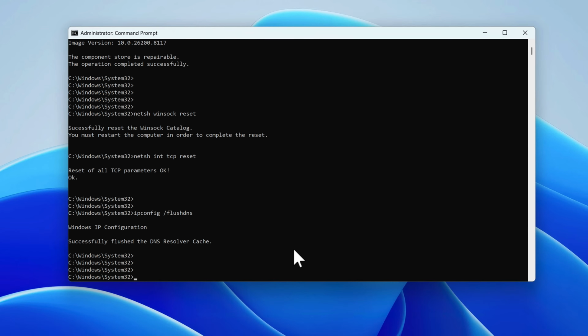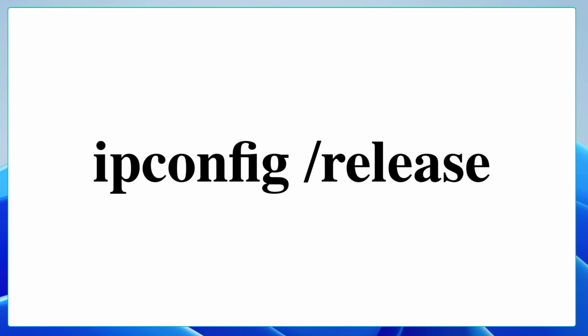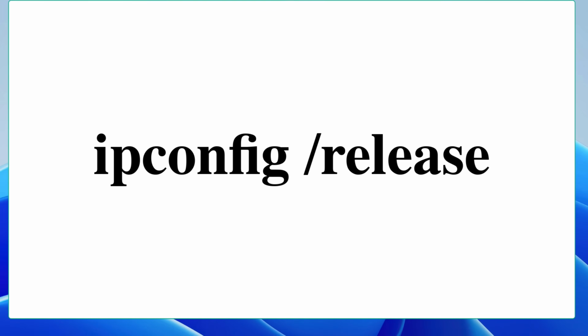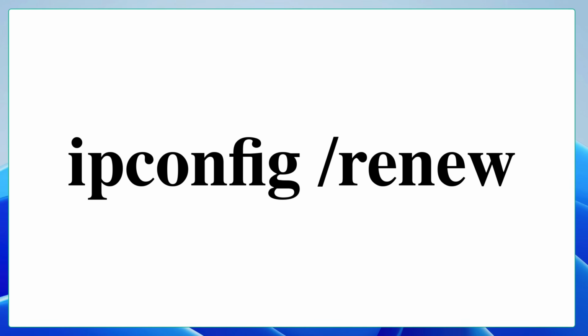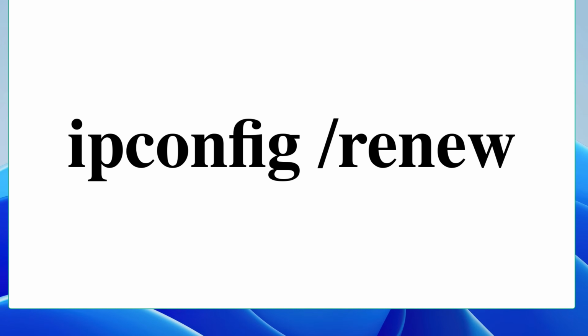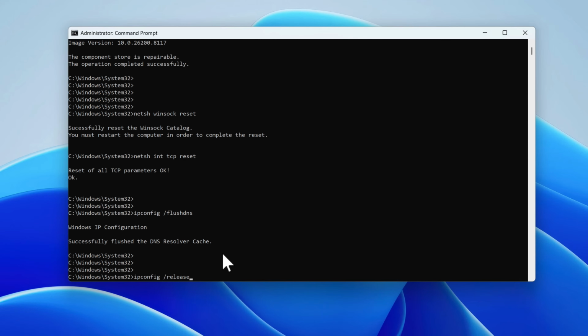While you're at it, run these two additional ipconfig commands for a full network refresh. ipconfig /release releases your current IP address assignment. ipconfig /renew requests a fresh IP address from your router. This sequence, flushdns, release, renew, is the standard first response to connected but not working internet issues.